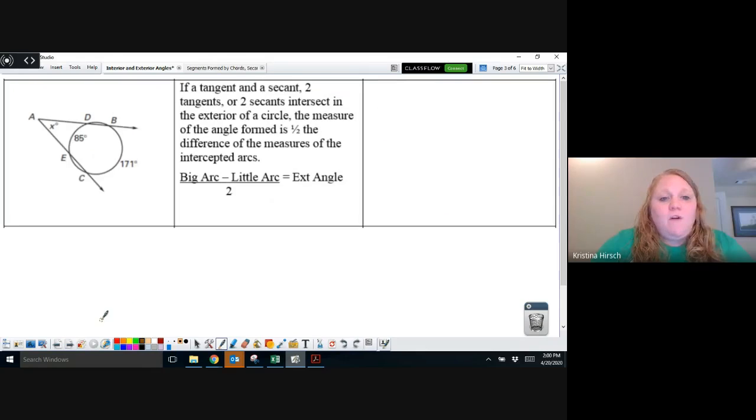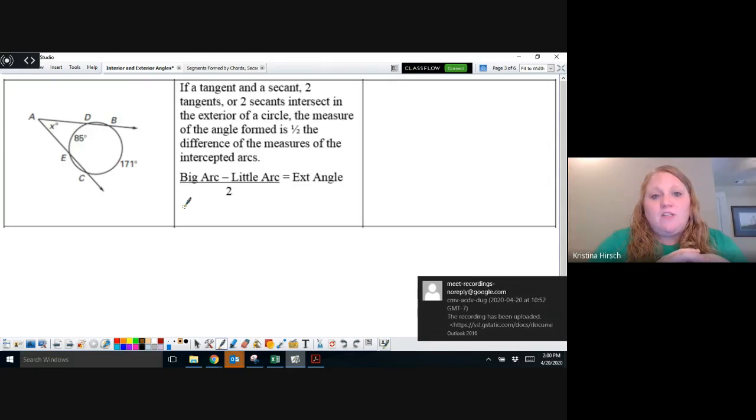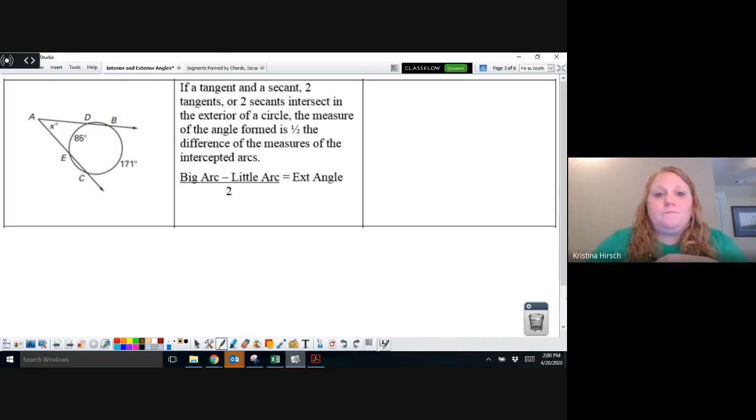All right, so the other property is in relationship to exterior angles. This one says if a tangent and a secant, or two tangents or two secants intersect on the exterior of the circle, then the measure of the angle that's formed is one half, not the one half of the sum, but one half of the difference of the measures of the intercepted arcs. And so when you are subtracting the two arcs, it's easier to do the big arc minus the little arc, and you are going to divide by 2, and that's what's going to give you that exterior angle.